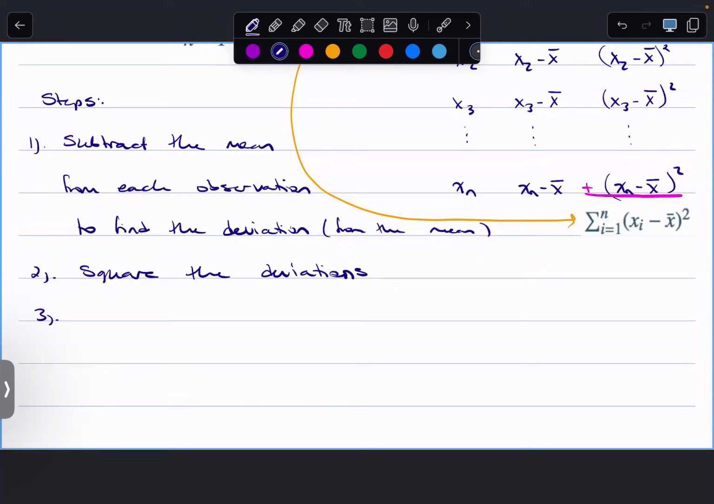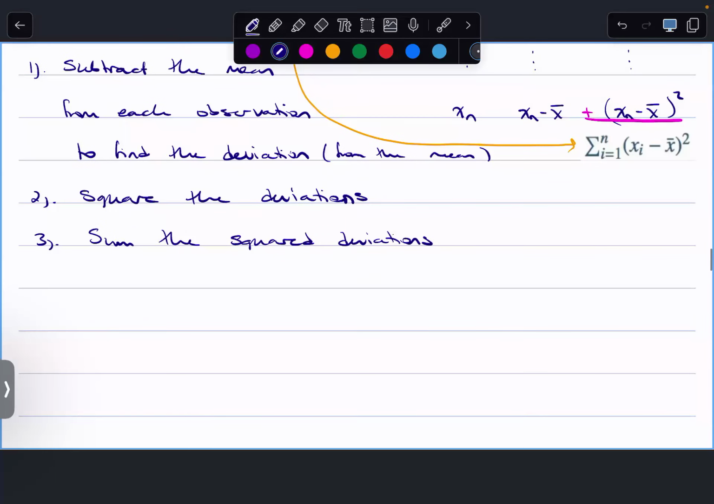And then you sum all the squared deviations. Sum the squared deviations. And then divide that sum by n minus 1. Good.